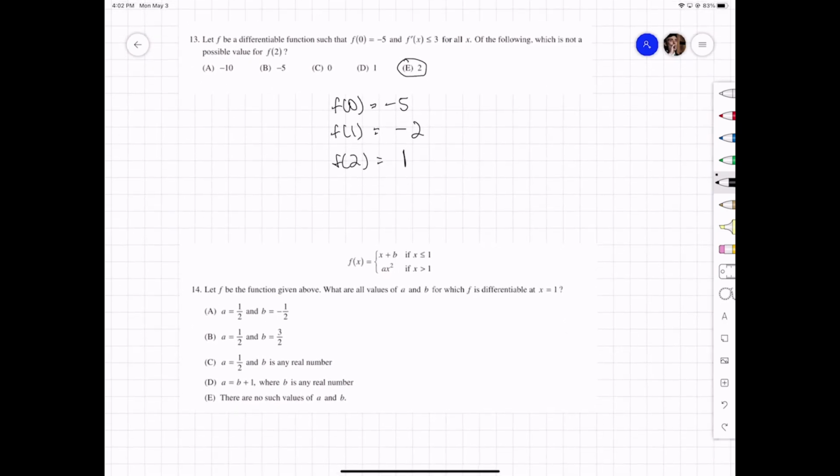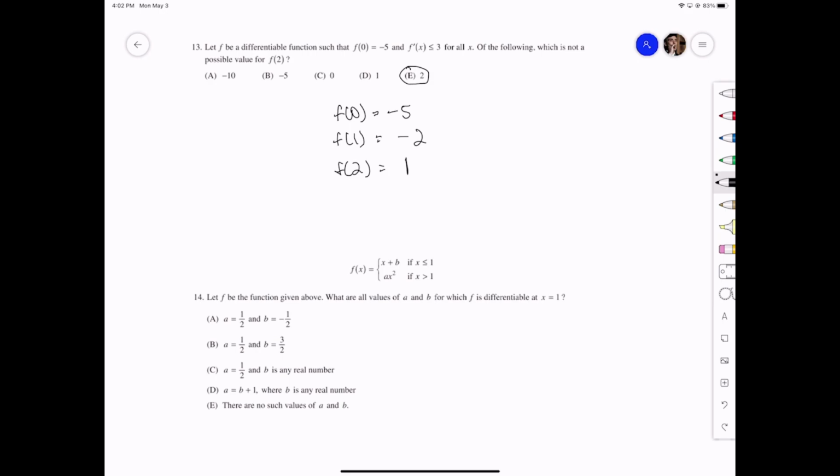Okay. Wait. Can you re-explain that? Yeah. So f prime of x is less than or equal to 3. So let's just find. Oh wait, I thought that said f double prime of x. Oh. Okay, never mind. So do you get it? Yeah. Okay.